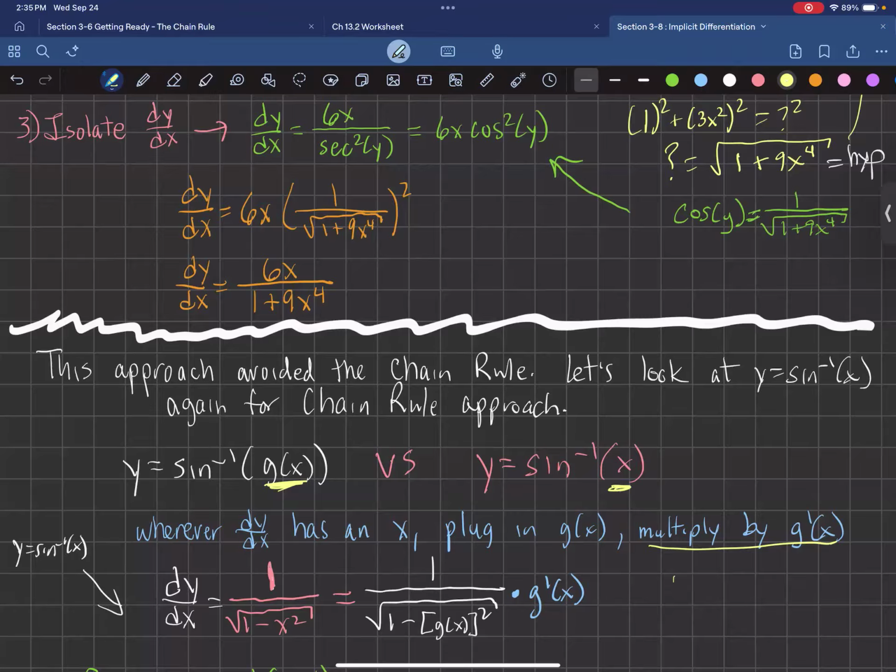Because remember, when y equals f of g of x, y prime is f prime of g of x times g prime of x. That's what we're basing it off of. So I had the x here, I'm going to put the g of x here. It's going to get squared. Then we multiply by g prime of x.